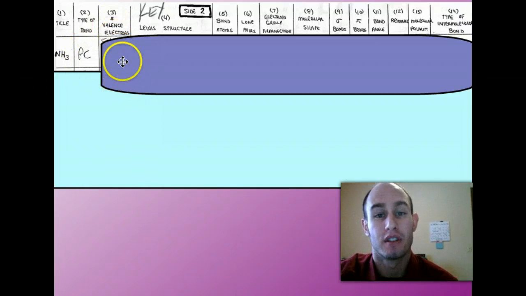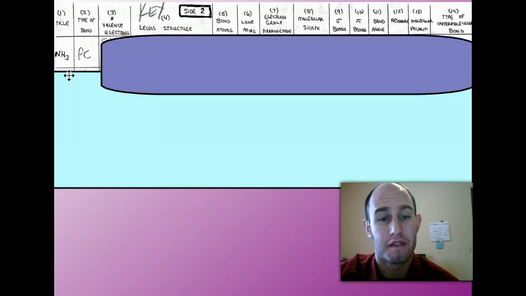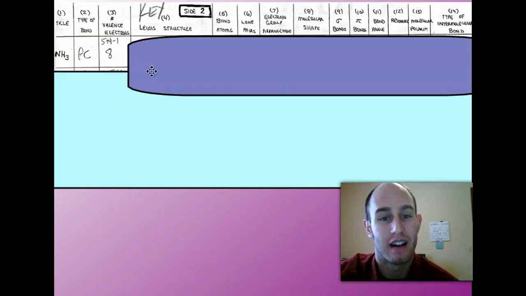The number of valence electrons is column 3. Well, nitrogen is going to be in group 5A and have 5 valence electrons. Each hydrogen has 1, so 5 plus 3 will give us 8 electrons.